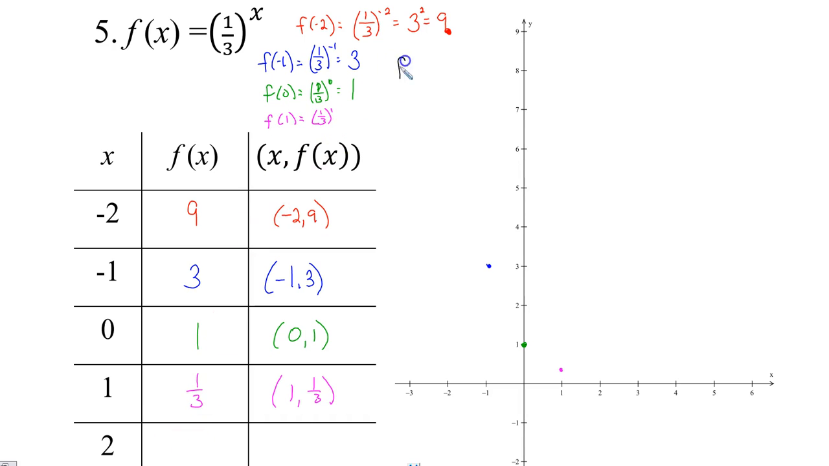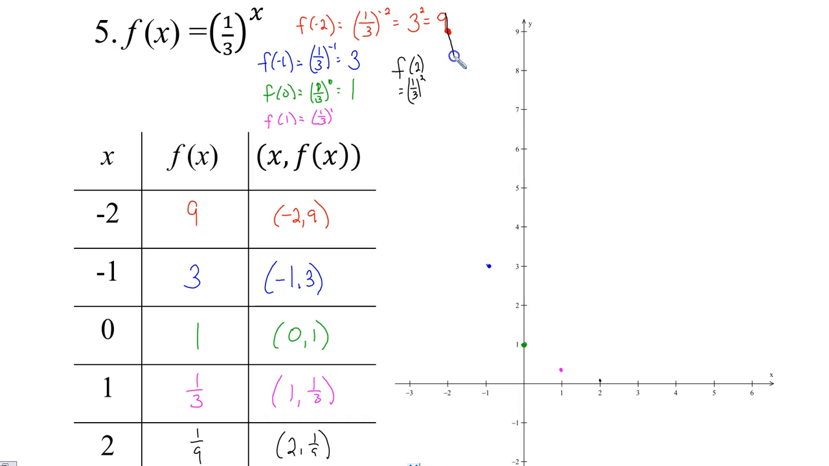And then finally, when x is 2, I have f of 2. We'll kind of drop this down here. I have 1/3 squared, and that's going to be 1/9. And so this is going to be the point (2, 1/9). 1/9 is smaller than 1/3, so it's going to be about here. Again, no x-intercepts, no negative values.